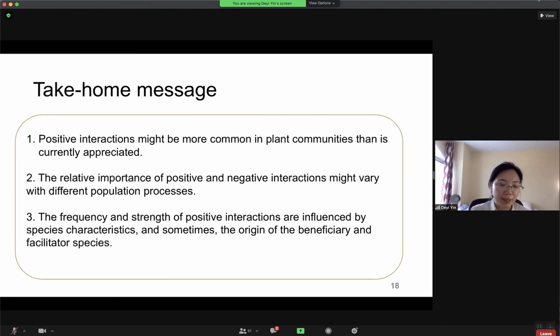The first one is positive interactions might be more common in plant communities than is currently appreciated. And the relative importance of positive and negative interactions might vary with different population processes. And the frequencies and strengths of positive interactions are influenced by species characteristics and sometimes the origin of the beneficiary and the facilitator species.